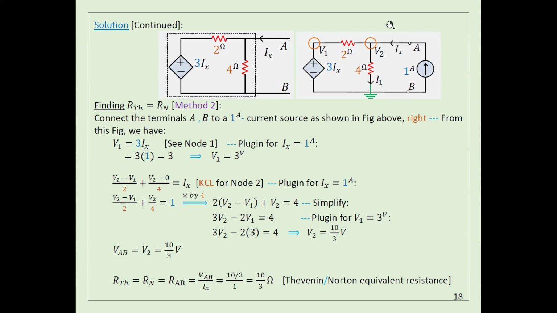Consider this like a problem, and you can use what you learned in this course, Kirchhoff's current law, Kirchhoff's voltage law, whatever, in order to find the voltage here. I just need the voltage here. Once you find the voltage here, I'm going to divide it by 1 ampere to get the resistance. Okay, let's do it.